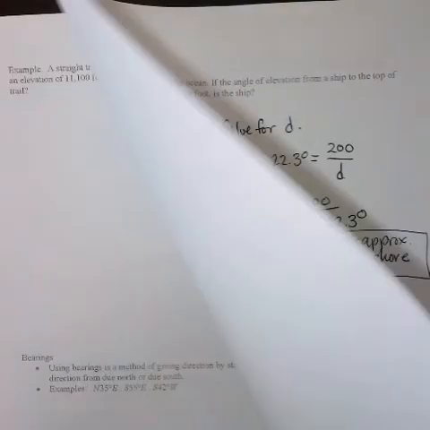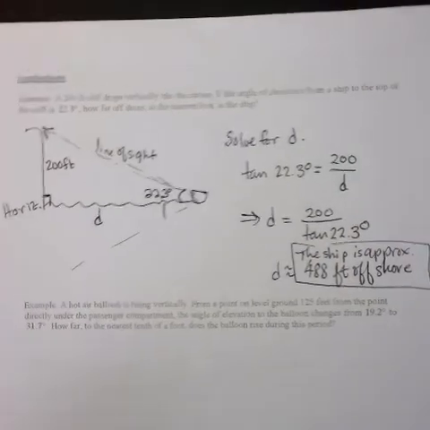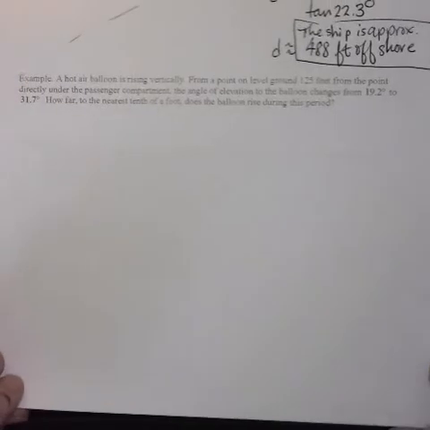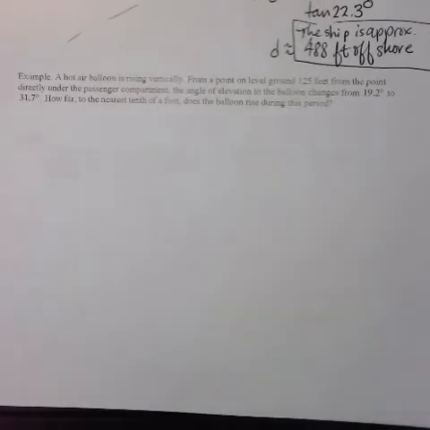Okay, let's do one more and then I'm going to take a break. All right, here in this problem, a hot air balloon is rising vertically from a point on level ground 120 feet from the point directly under the passenger compartment. So right under the balloon, I'm talking about the point on the ground, right? The angle of elevation to the balloon changes from 19.2 degrees to 31.7 degrees. How far to the nearest tenth of a foot does the balloon rise during this period?